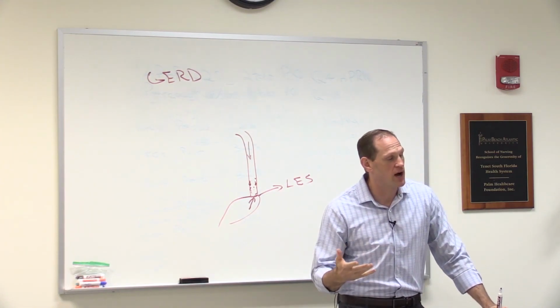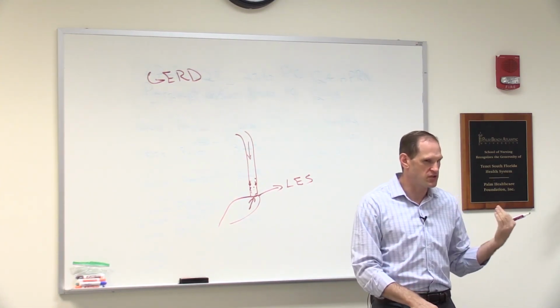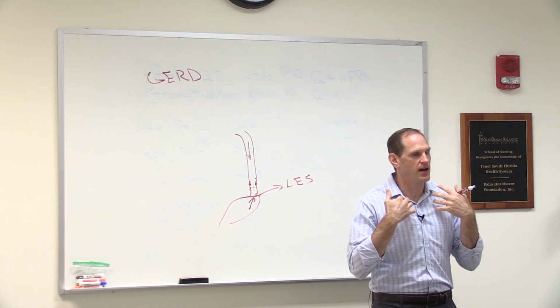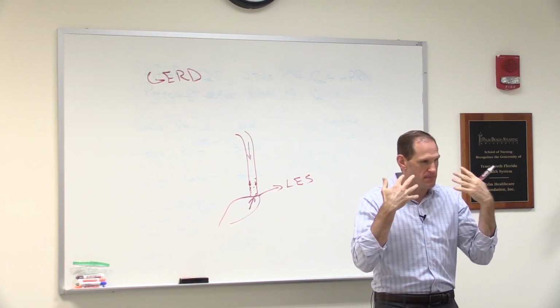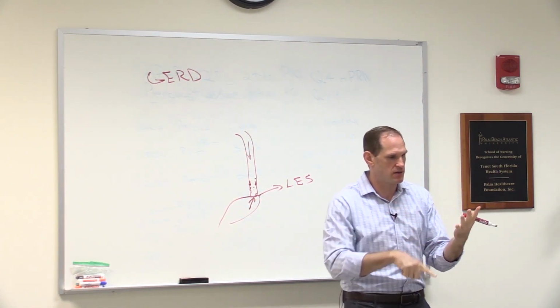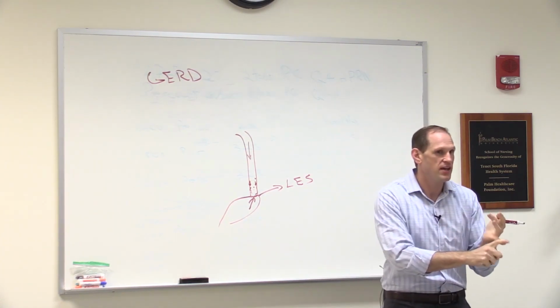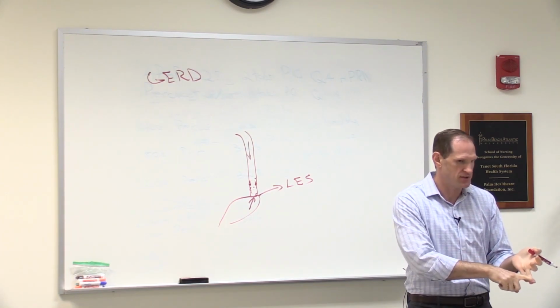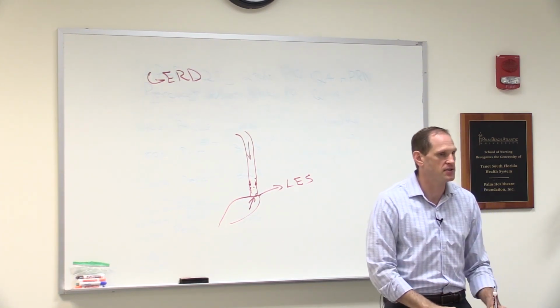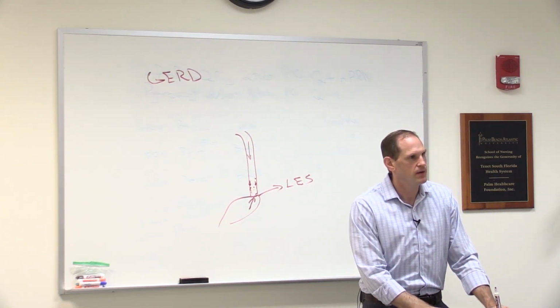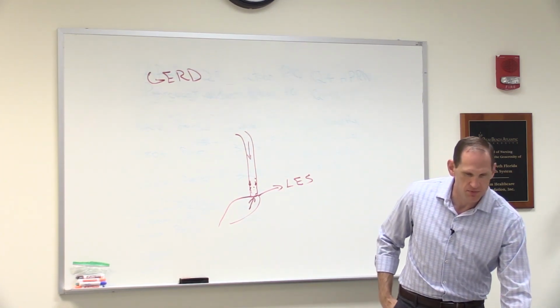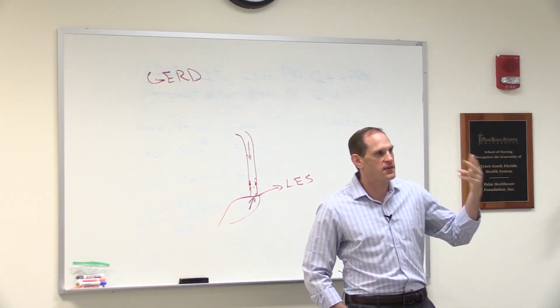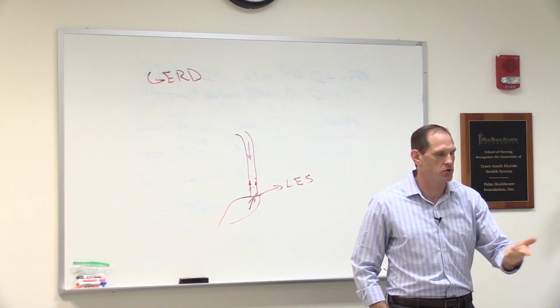GERD can also lead to chronic cough. You go to sleep at night, you get stomach contents coming up into the esophagus and into the mouth, which can then cause three major complications. It can cause increased tooth decay. It can cause sinusitis, chronic sinusitis, and it can also cause a chronic cough. So if you've got patients with those symptoms, one of the things you need to think about is potential for GERD.